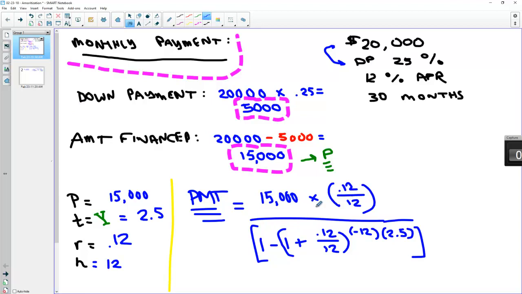Okay, so we're going to do the top part. So basically, in my calculator, what I'm going to do is type in 0.12 divided by 12 times 15,000. If you do this with me, 0.12 divided by 12 times 15,000, you get 150 on top.